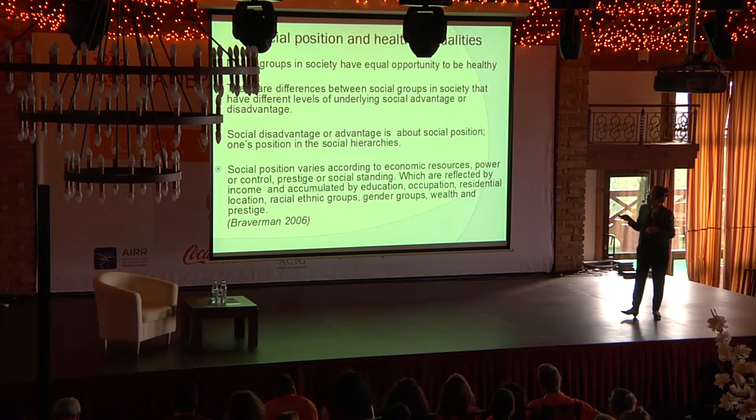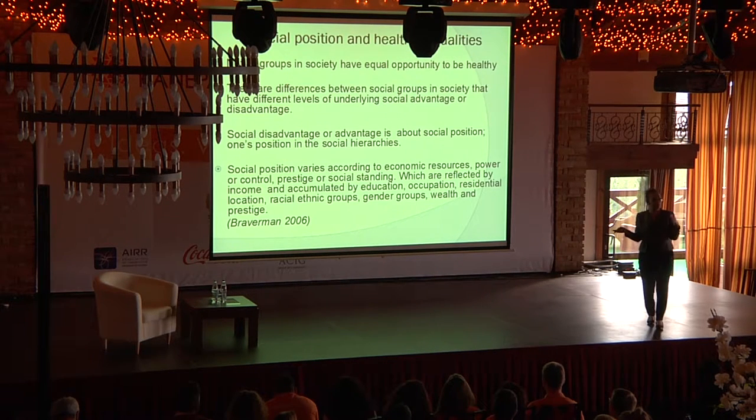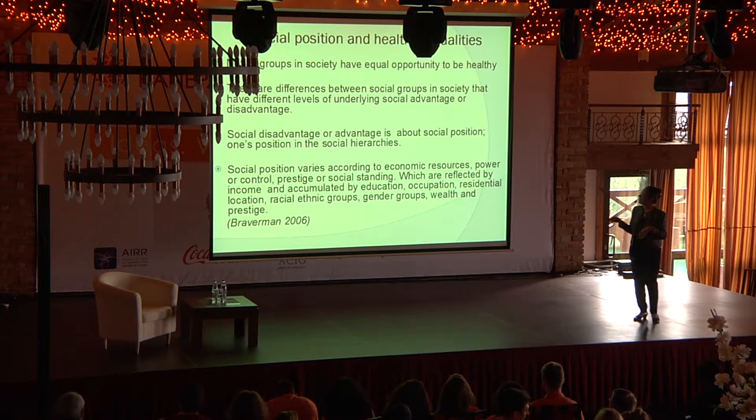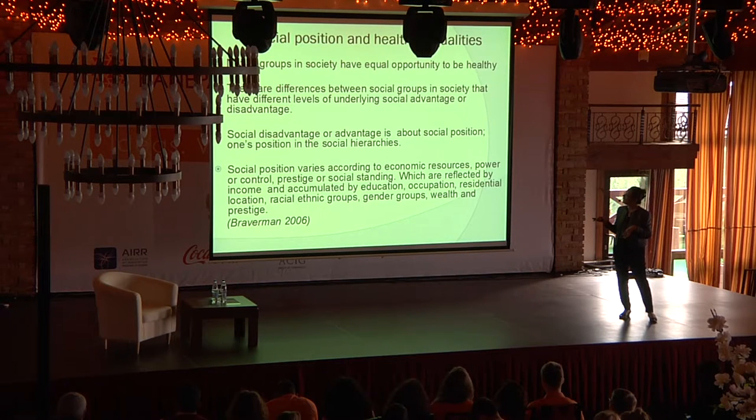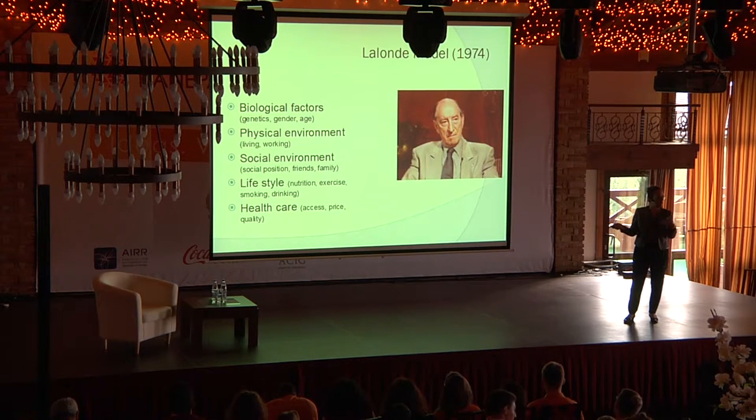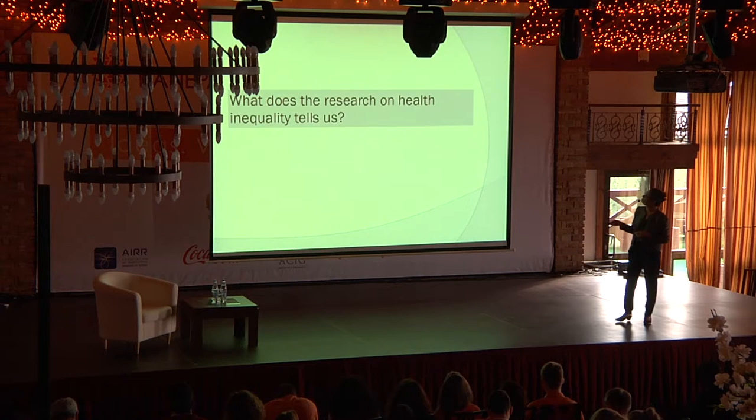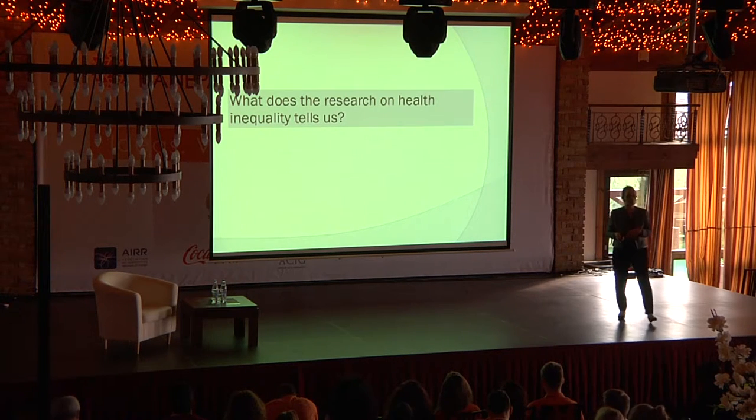So the WHO is talking about equal opportunity in life, and that people who occupy different positions can have different health status. This is also Lalonde, who talked about this model, that health is affected by genetics, gender, age, working and living environment, the social environment, the family and friends we have, our lifestyle, our food, physical activity, how much we sleep, if we smoke or don't, and also the healthcare system, if it's available and accessible to us or not. So what does the latest research tell us about health inequality?